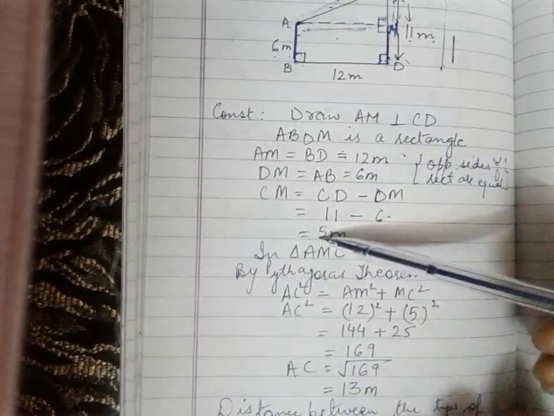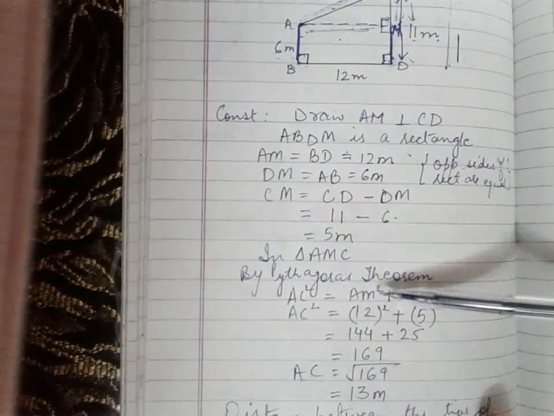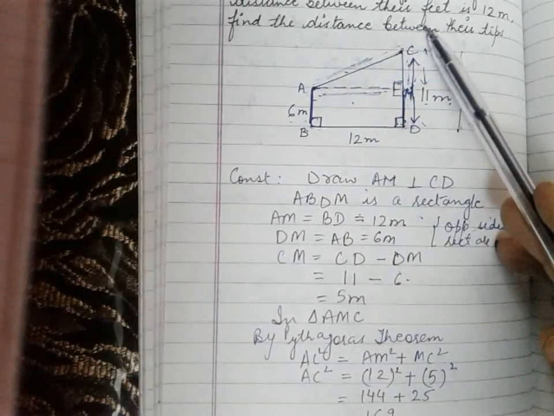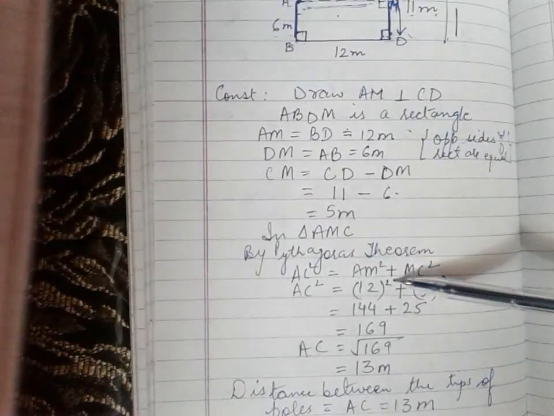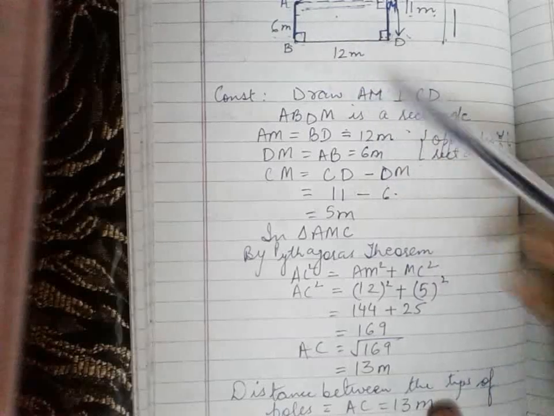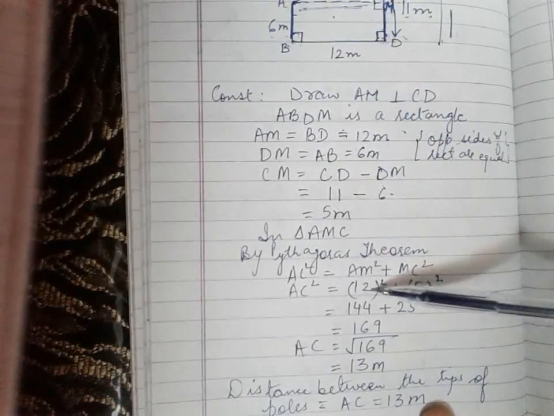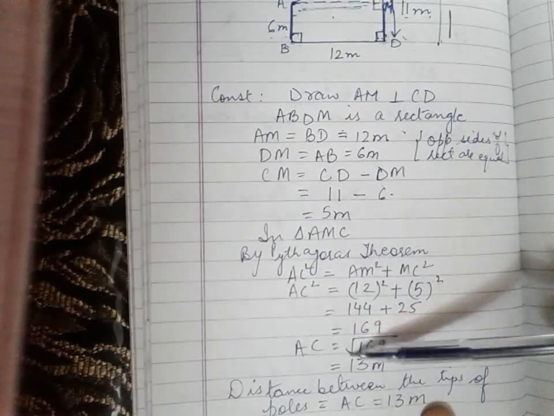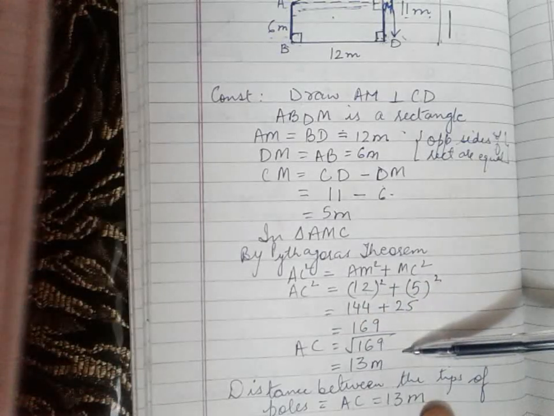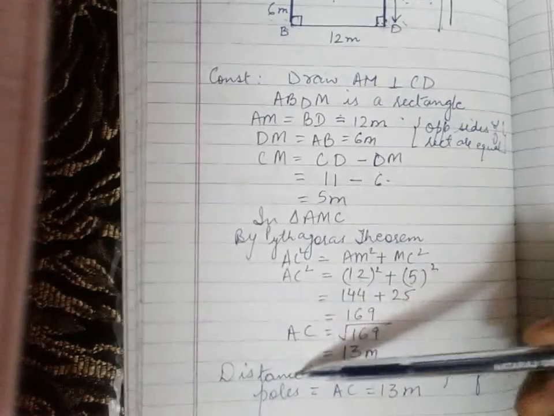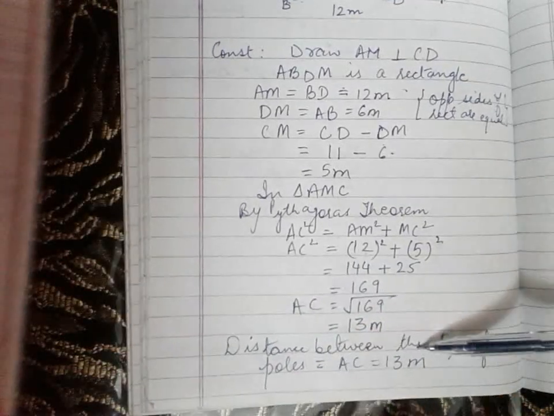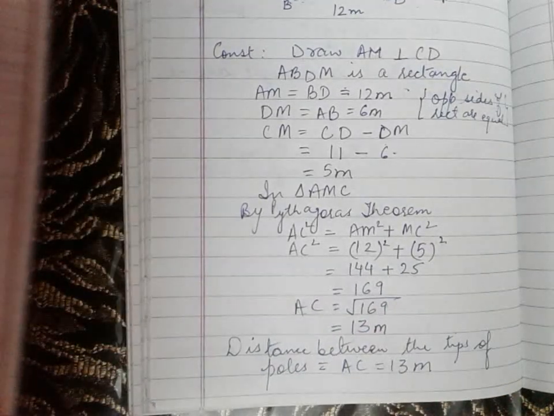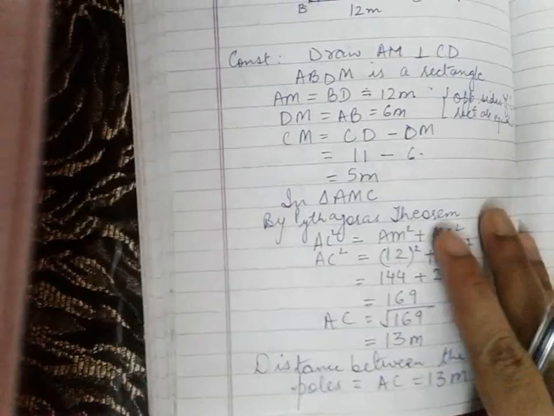So in triangle AMC, by Pythagoras theorem, I get AC square is equal to AM square plus MC square. AM was 12, MC was 5. So 12 square plus 5 square, that is equal to 169. And AC is equal to root 169, that is equal to 13 meter. So the distance between the tips of the poles is 13 meter. AC is equal to 13 meter.